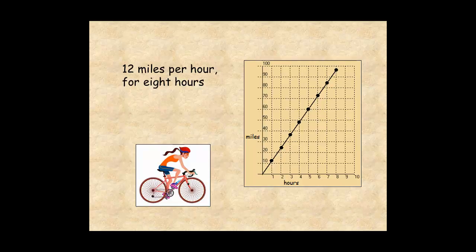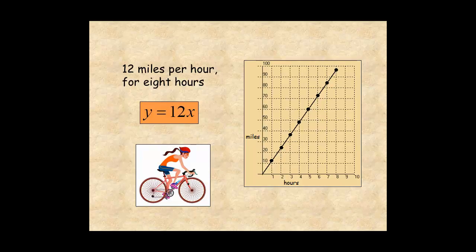Also, linear functions can be used to model many things in the real world. For example, if you can average 12 miles an hour for 8 hours while riding your bike, the distance you travel is modeled by the linear equation y equals 12x.